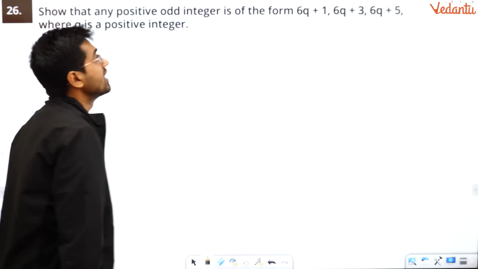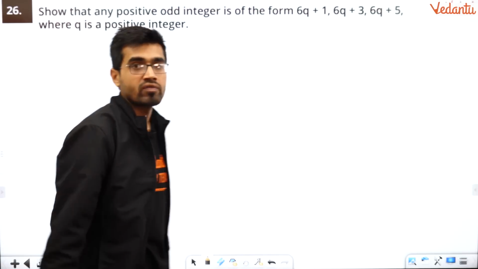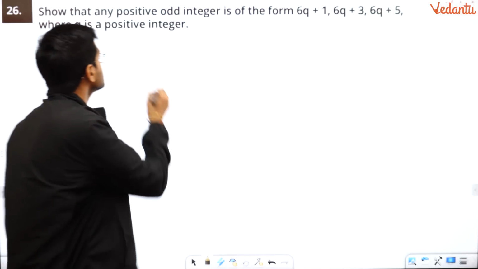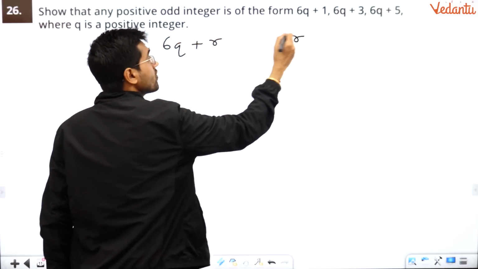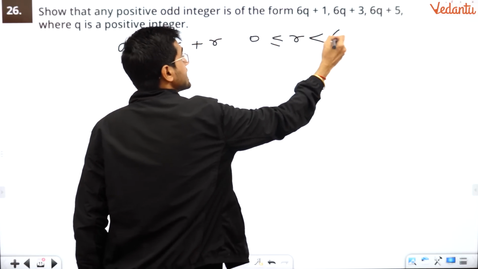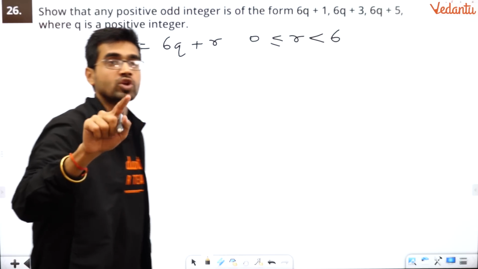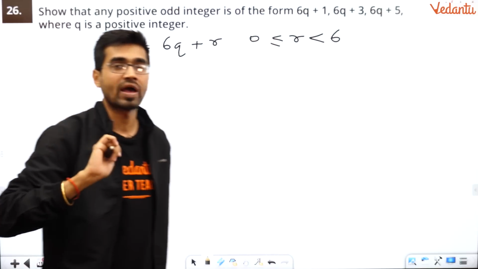Now understand this thing. I am saying in the form of 6q. Obviously, I am dividing by 6q. So what is the general number? It is 6q plus r. So obviously r can move from where to where? It can move from 0 to 6, less than 6 actually. It can move from 0, 1, 2, 3, 4, 5. Only 6 values are there.